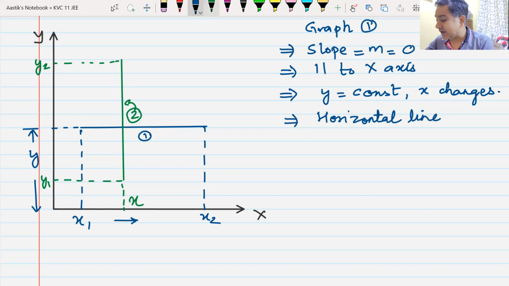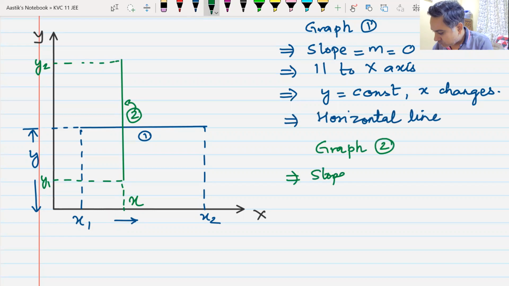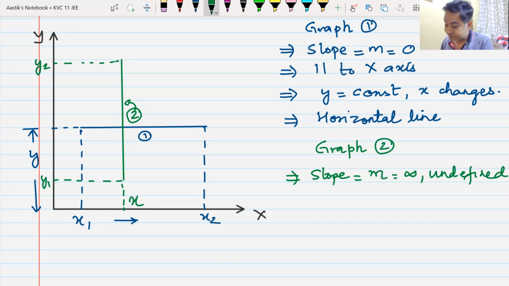If I make it vertical, then I have this graph, which is graph number 2. Do we understand graph number 2 now? What all things can we say about this graph? What about the slope of this graph? The slope of this graph is infinite, or we call it, better, undefined. It has got no slope. It is an undefined slope, because as you can see, the value of x does not change, but the value of y changes.